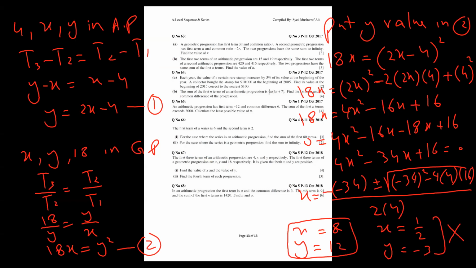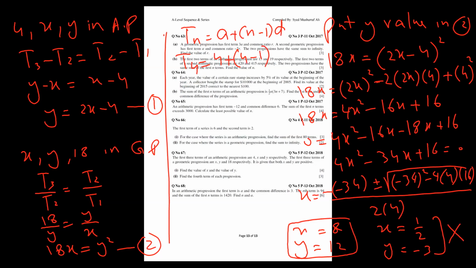Second part is asking to find the fourth term of each progression. So I think this is not a hard job at all. We can find the fourth term easily. So what is the fourth term of AP formula? Tn is equal to a plus n minus 1 into d. So according to the condition, the first term is 4, and I'm looking for the fourth term. So a is 4, and I put 4 also here, 4 minus 1, and the common difference.